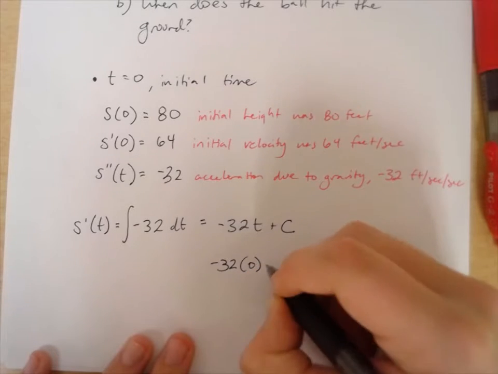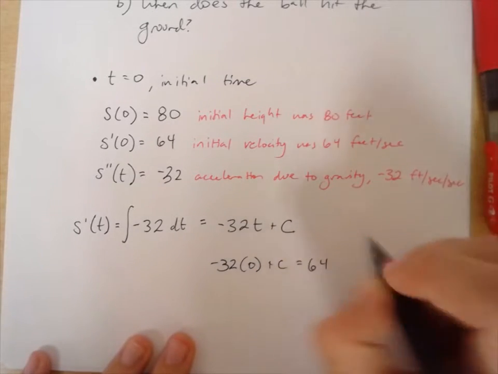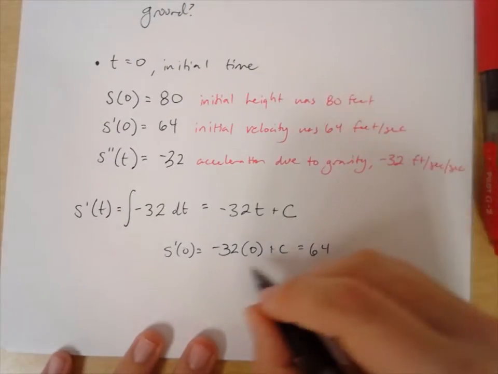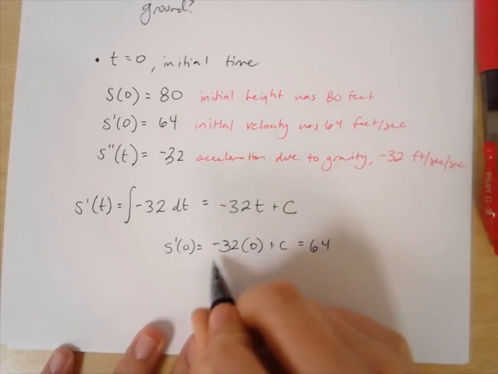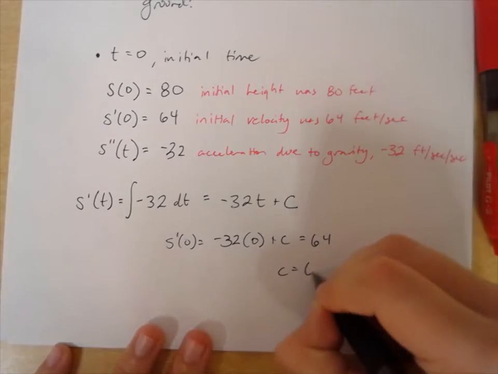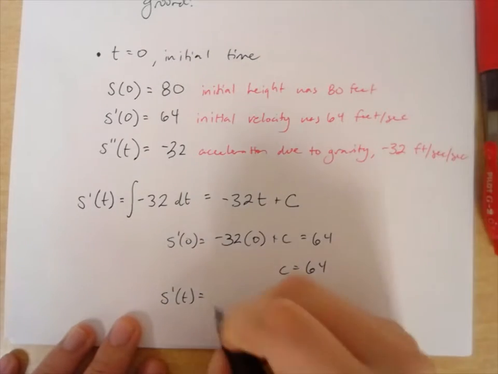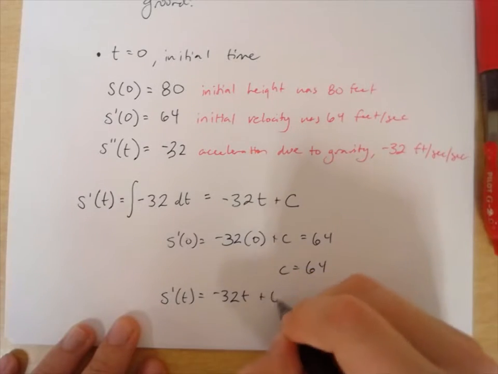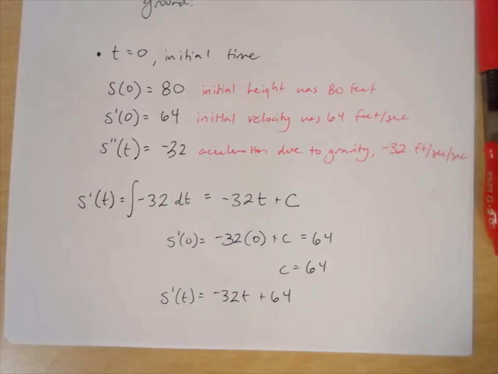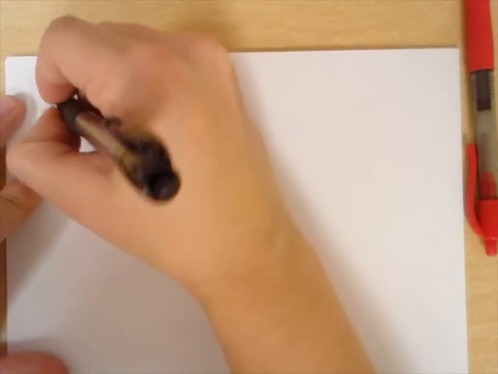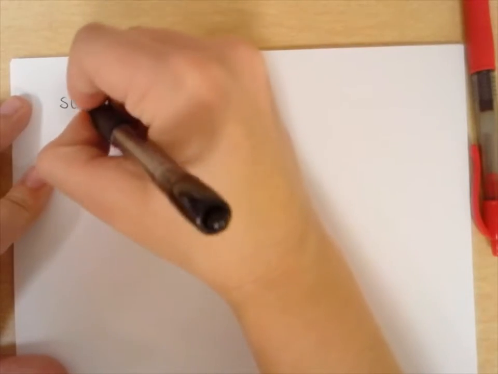Negative 32 times 0 plus c, we know that has to be 64 because this is s prime of 0. All right. And when we solve that, the 0 piece here would just cancel out, and we get the statement c equals 64. So I can safely say then that s prime of t, my velocity, is negative 32t plus 64. And now I can continue to work backwards. I'm going to take this velocity function and use it to find my position function, my s of t.